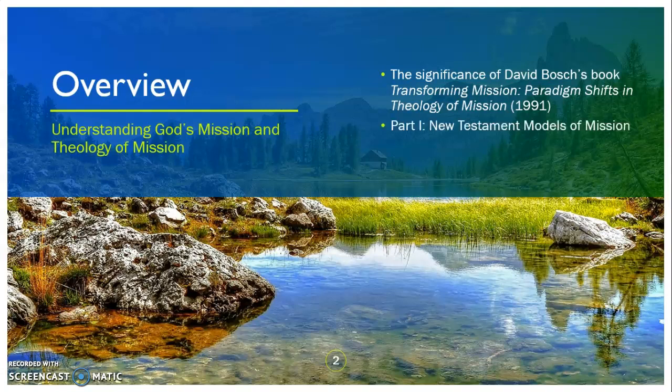I'm starting with part 1, as Bosch divided his book into several parts, which is typical for missiologies that often are a combination of theological, historical, and practical matters. So for Bosch, in part 1, he starts with theology. More specifically, he starts with New Testament models of mission, highlighting that different authors in the New Testament had a different approach to mission.